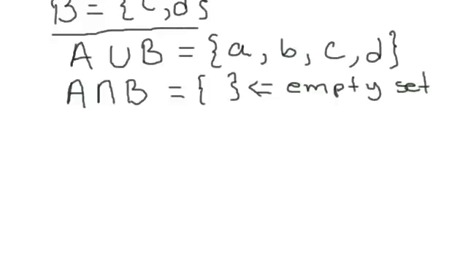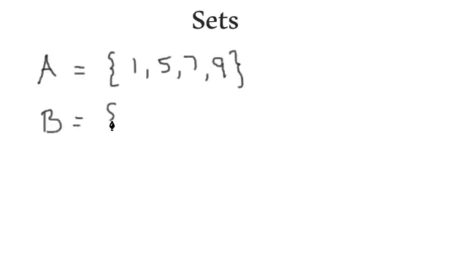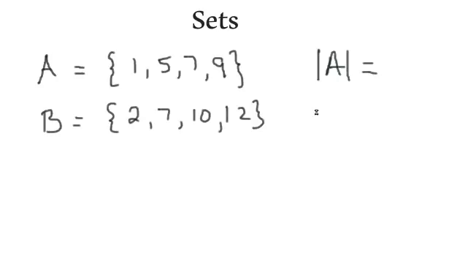of this stuff. All right, let's look at another set. Let's say we had the set A, and let's say that 1 and 5 and 7 and 9 are in set A, and then in set B we have 2, 7, 10, and 12. Okay, so we're reviewing here real quick. First off, what is the size of A? And what is the size of B?